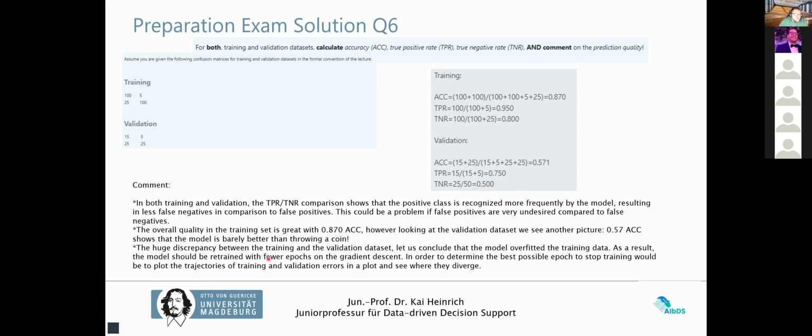As a result, the model should be retrained with fewer epochs on the gradient descent. So we can either have fewer epochs or we should get another model. In order to determine the best possible epoch to stop training, we would plot the trajectories of training and validation error in the plot to see where they diverge. This is the thing I explained to you. We haven't explained this in detail, but as you see in the graph, right?